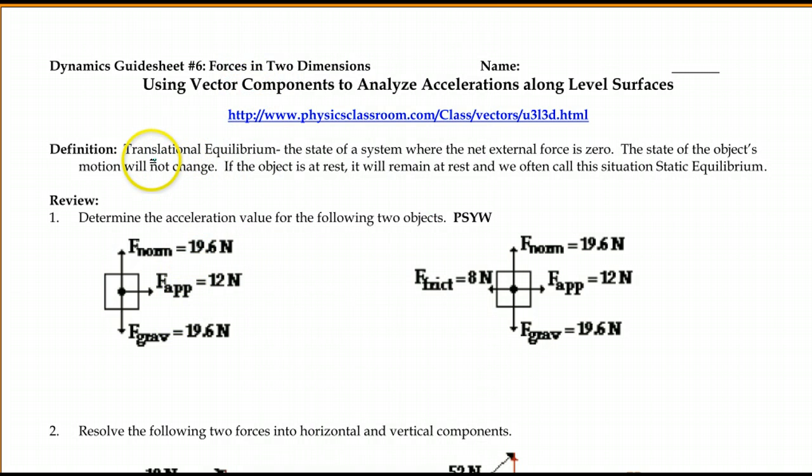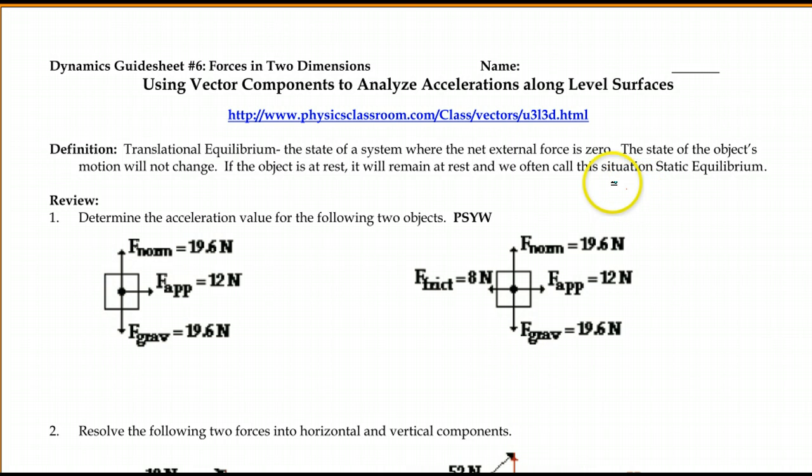We're looking at situations of translational equilibrium as possibilities. That's when all the forces add up to 0. If the object is moving, it will move at constant speed in a straight line. If the object is stationary, then if all the forces add up to 0, then we'll have static equilibrium. The object will stay at rest. Now, if those two conditions are not met, if we have a net force, some kind of leftover force, then the object will undergo acceleration.